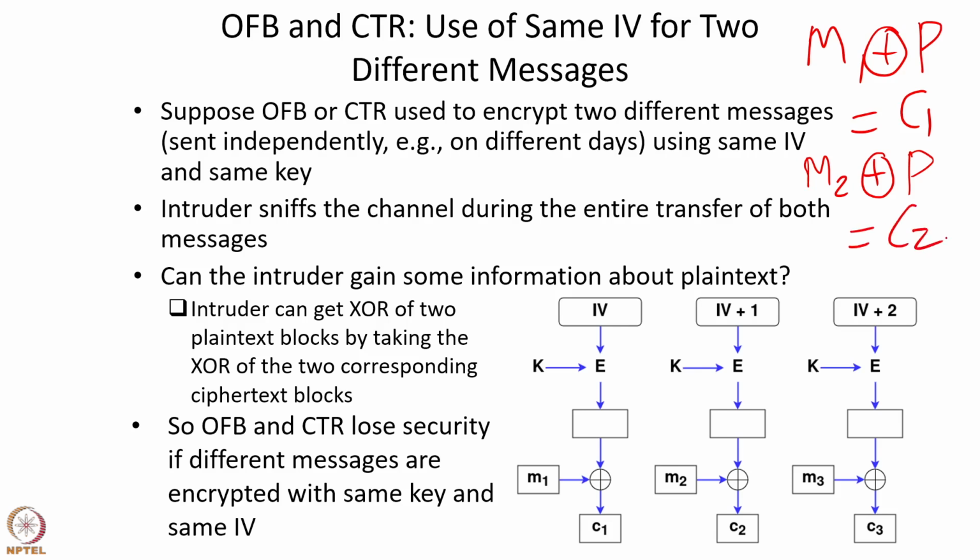Now, if the intruder calculates C1 XOR C2, then the result is M1 XOR M2. So the intruder is able to get the XOR of the two plaintext messages. So the intruder has obtained some information about the plaintext messages. So hence, this is a weakness in these methods, OFB and CTR. This weakness exists only if the same IV is used for two different messages. So hence, different IVs should be used for different messages.